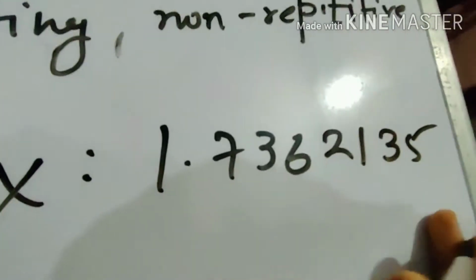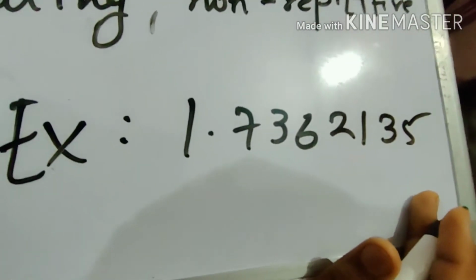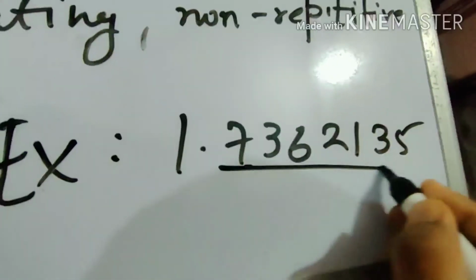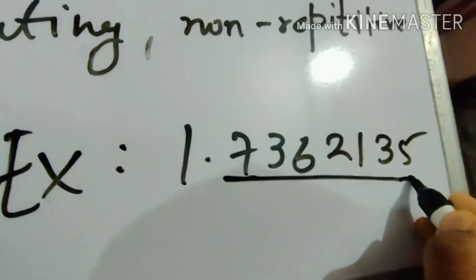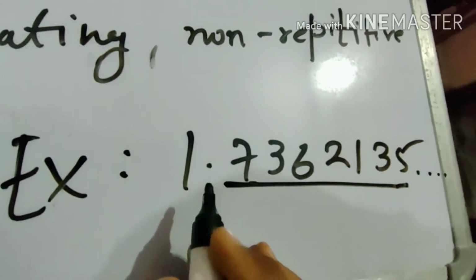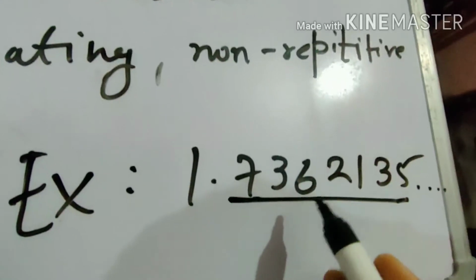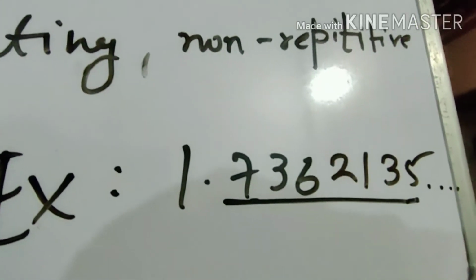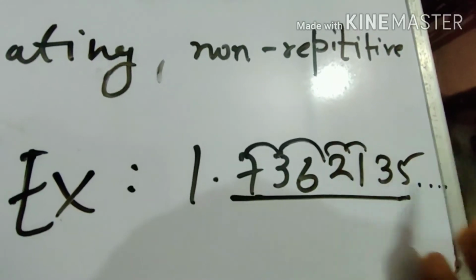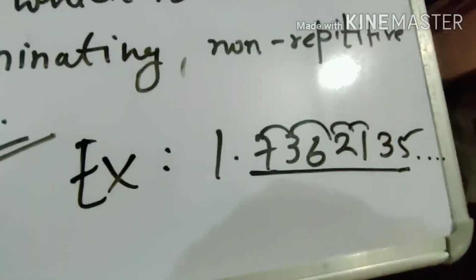1.7362135, this is called an irrational number. Why? Because this is in the decimal form. Also, it is non-terminating because it is not going to stop, and it is non-repeating, which means the same kind of pattern is not repeating, as new digits come after every digit, 7362135. So it is an irrational number.